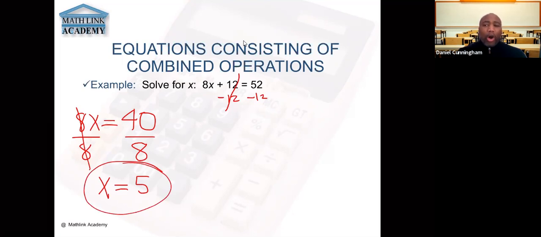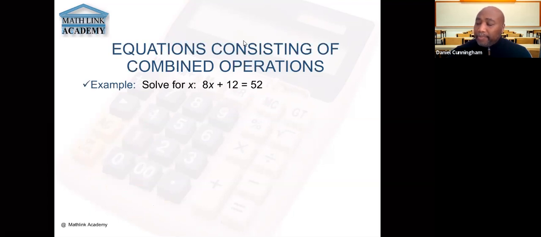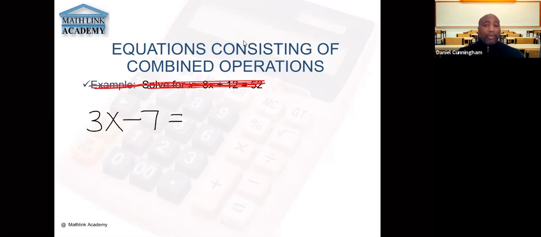Now, your answer is not always going to be integer values or whole numbers. So let's look at another type of problem on this particular slide. Let me give you another one. I'm going to cross this out so you won't be confused. Let's say we have 3x minus 7, and you can pick a number where you want it to be equal to. Let's say 8.